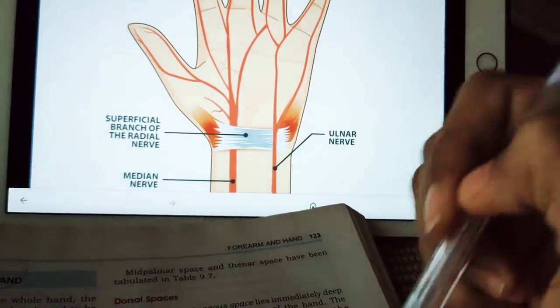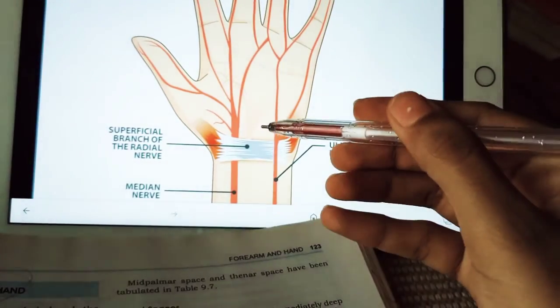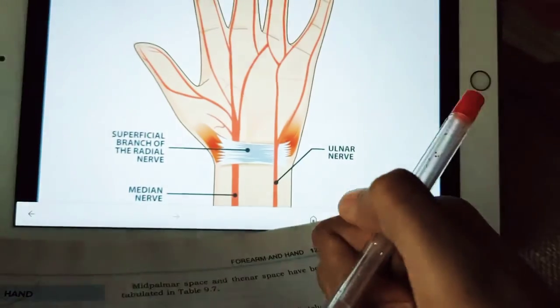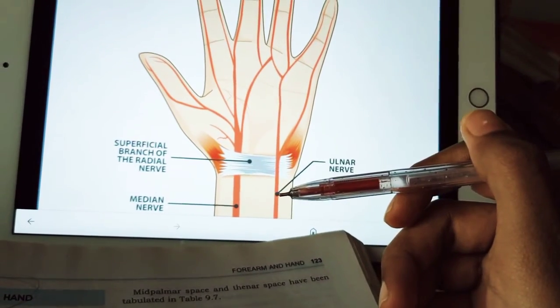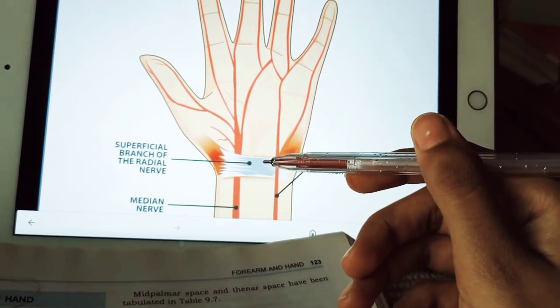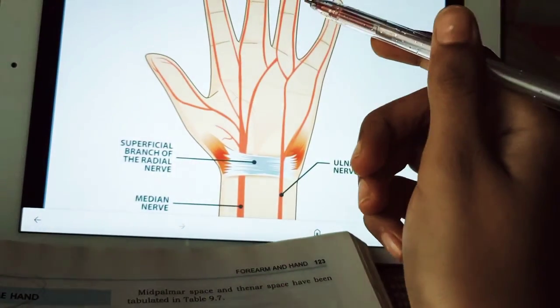So the superficial branch of the ulnar nerve, the first branch is to the palmaris brevis, which is a muscular branch. So here will be palmaris brevis, right? So it will supply it. It is a part of the hypothenar eminence, and it also has cutaneous branches. Two palmar digital nerves supply the medial 1.5 fingers.